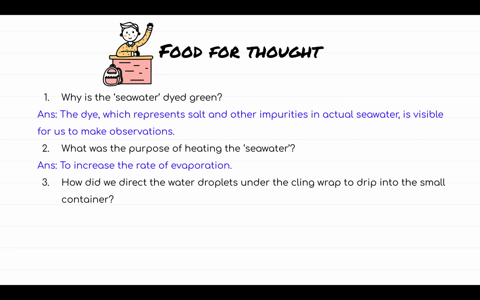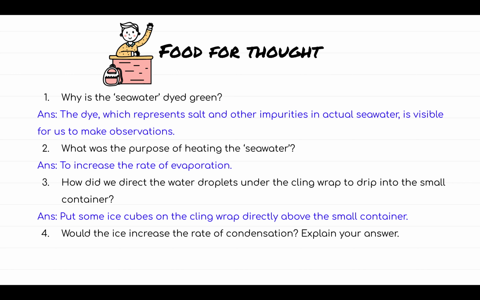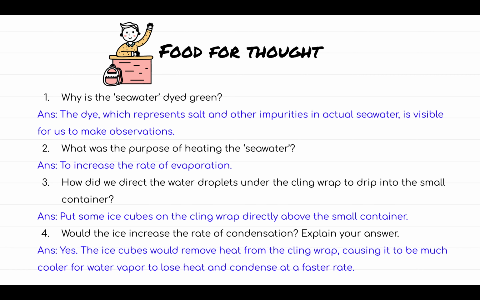How did we direct the water droplets under the cling wrap to drip into the small container? By putting some ice cubes on the cling wrap directly above the small container. Would the ice increase the rate of condensation? Explain your answer. Yes, the ice cubes would remove heat from the cling wrap, causing it to be much cooler for water vapor to lose heat and condense at a faster rate.